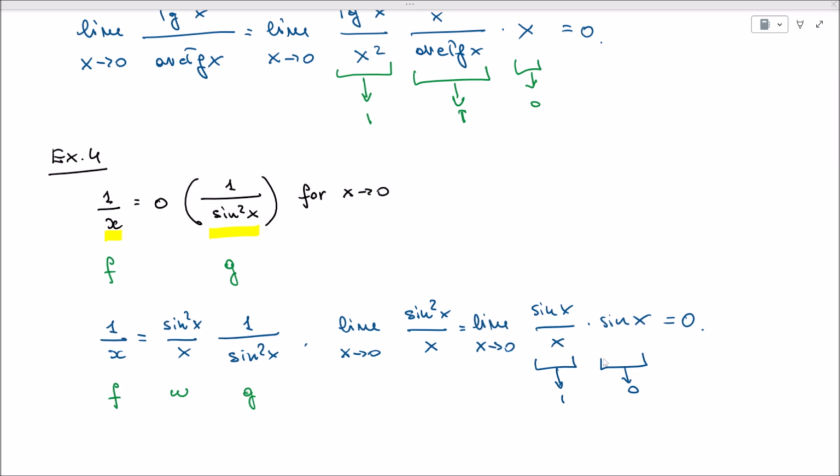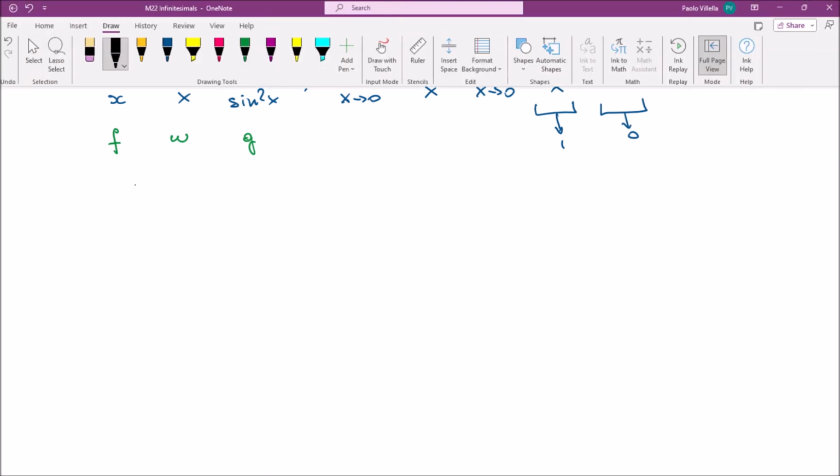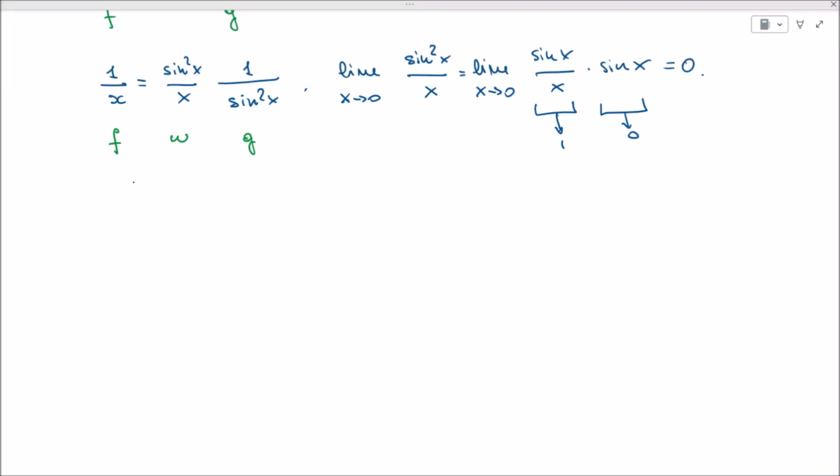Now that we have some familiarity with these ideas of little o, we start discussing some algebraic properties, which will be very useful for more complex applications. So let me introduce the algebraic properties of small o of x.